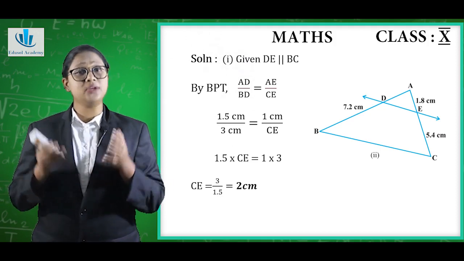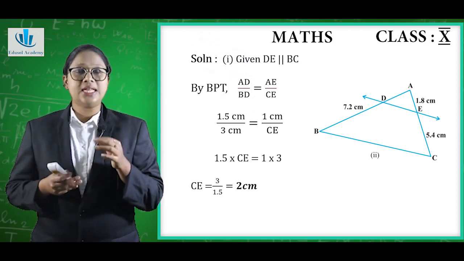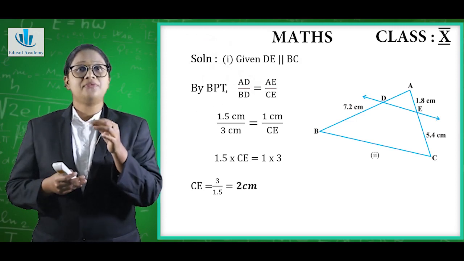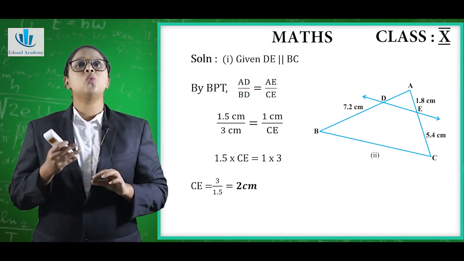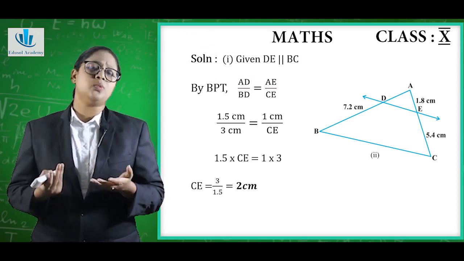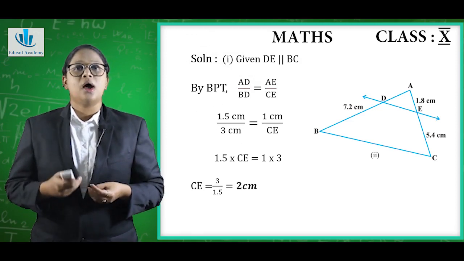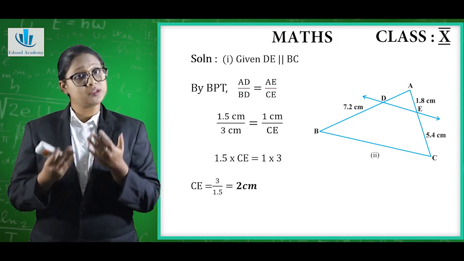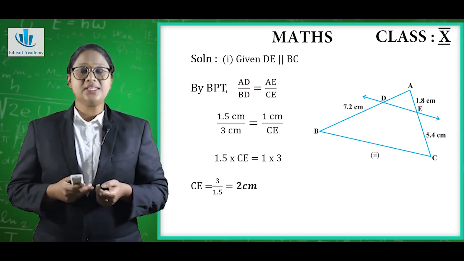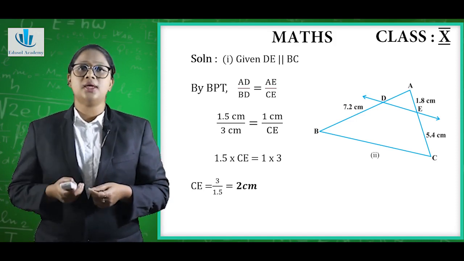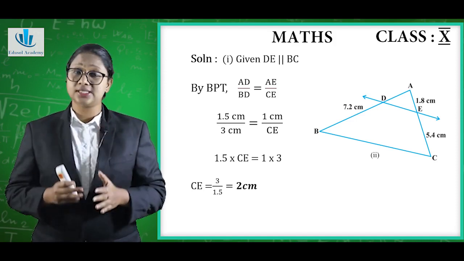Now let's put the values into the equation. So it will become 1.5 centimeter by 3 centimeter is equal to 1 centimeter by CE, which is the unknown. The next step is to cross multiply them. So 1.5 into CE is equal to 1 into 3. And we have to isolate CE there.